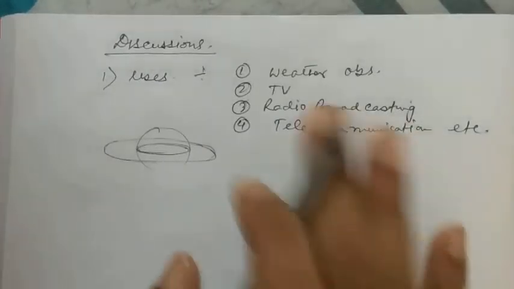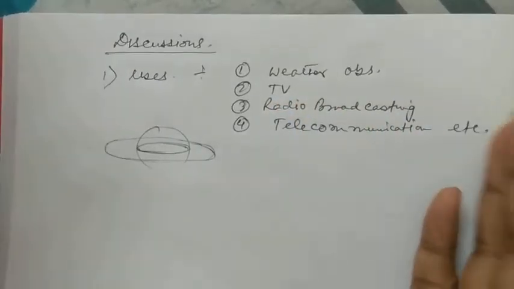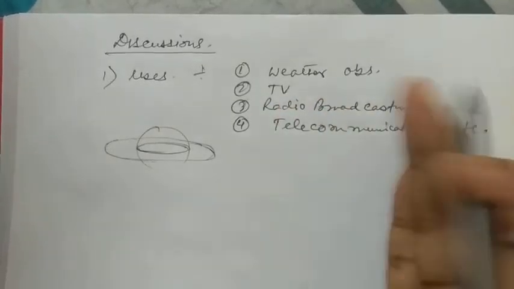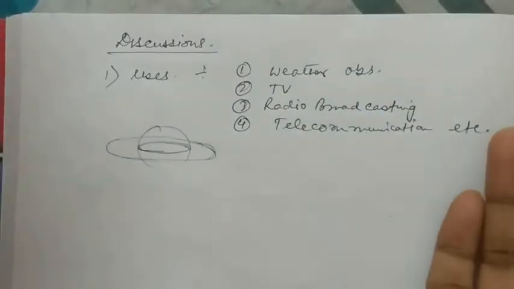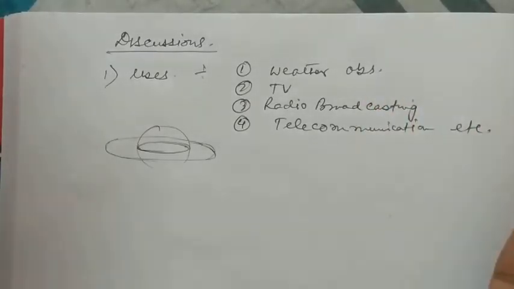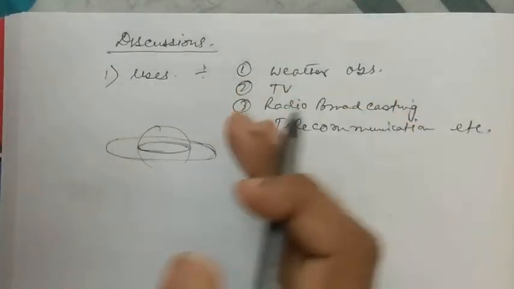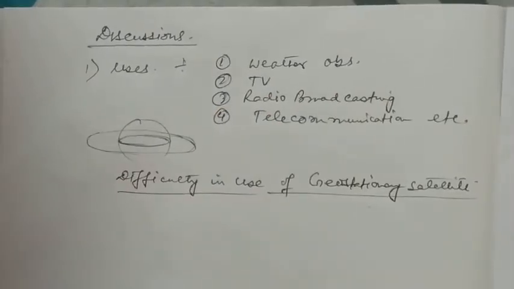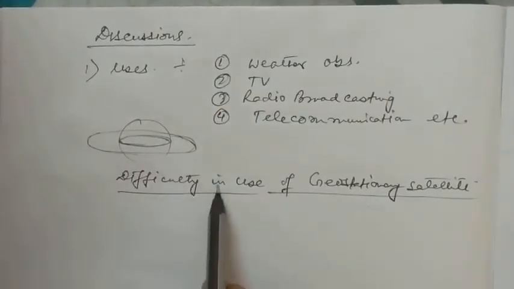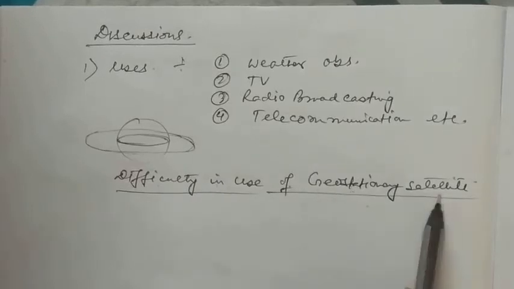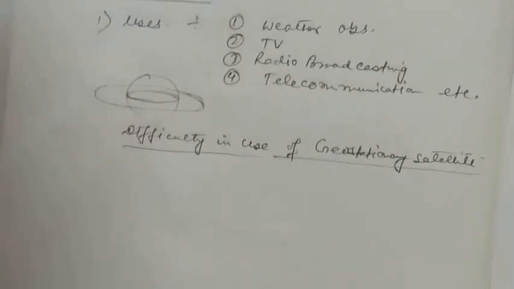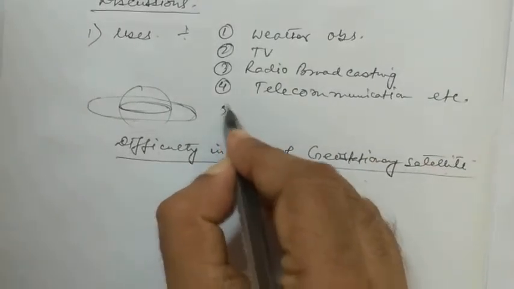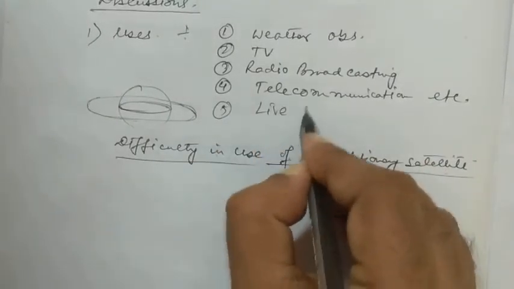So again I repeat that cricket matches and all live programs that happen in the world can be telecast live to other places using this parking satellite, or geostationary satellite. Now, difficulty in the use of geostationary satellite. The last thing that I had discussed is live telecast.